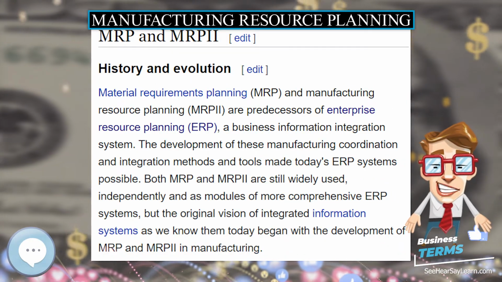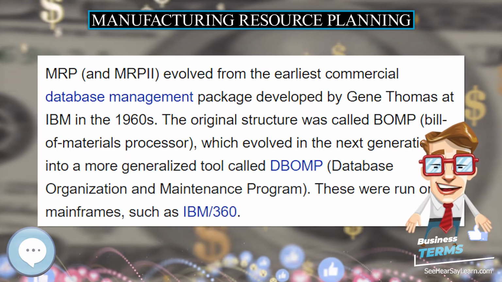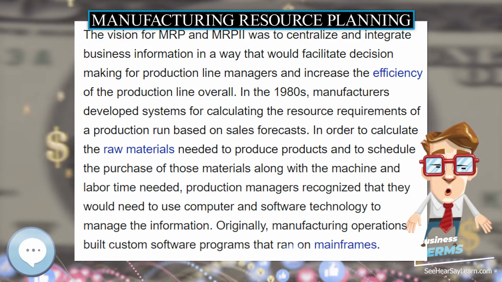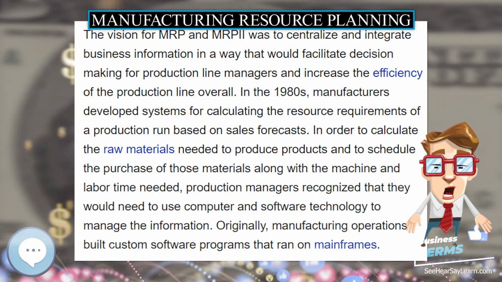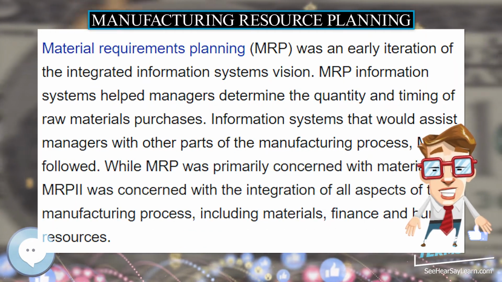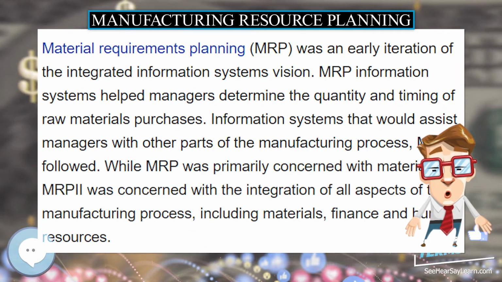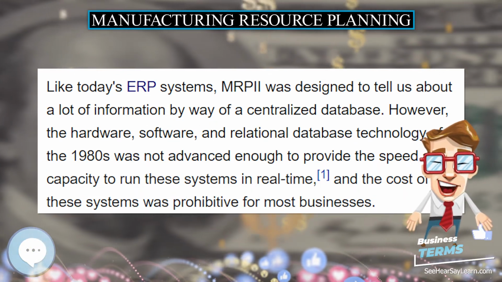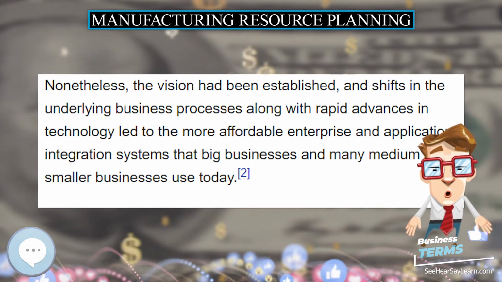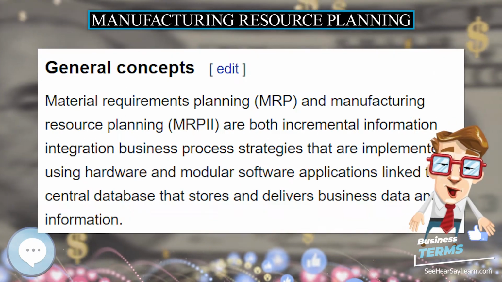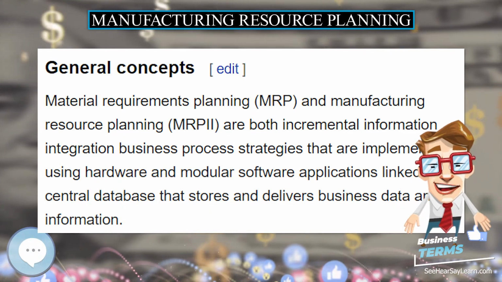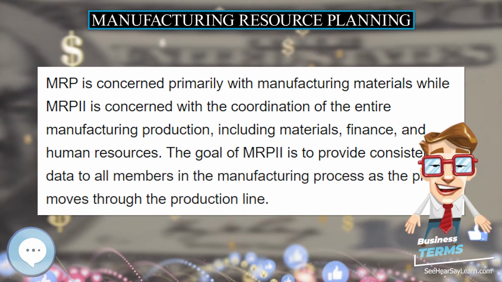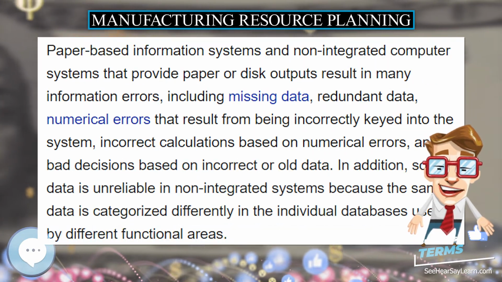MRP and MRP II evolved from the earliest commercial database management package developed by Gene Thomas at IBM in the 1960s. The original structure was called BOMP, Bill of Materials Processor, which evolved in the next generation into a more generalized tool called DBOMP, Database Organization and Maintenance Program. These were run on mainframes, such as the IBM/360. The vision for MRP and MRP II was to centralize and integrate business information in a way that would facilitate decision-making for production line managers and increase the efficiency of the production line overall.